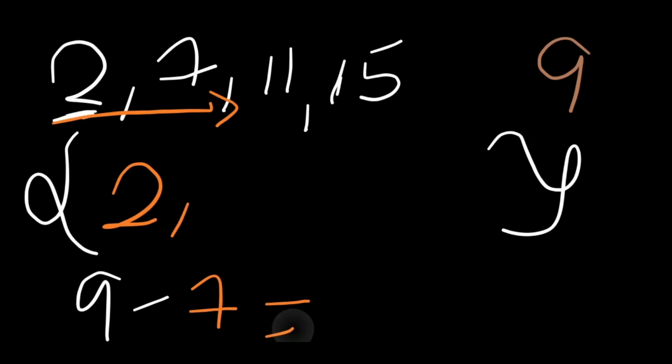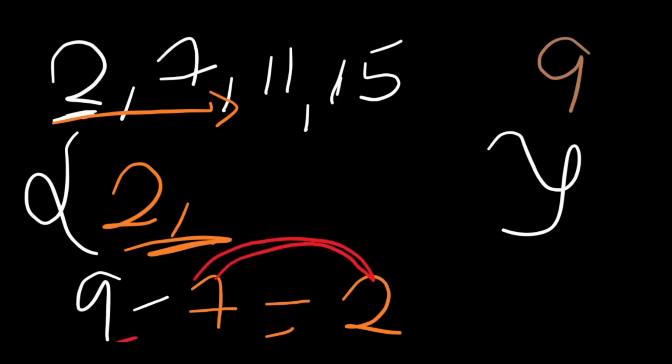So we have 9 minus 7, which is 2. Now we check, does 2 exist in our storage? Because we know that if 2 exists, then we found a possible solution: 7 plus 2 is going to equal 9. So we check, does 2 exist in our storage? And yes, 2 exists. So what do we do? We just return the indices, because the question wants us to return the indices at which these numbers exist. So we return the index of our current iteration and the index of the number that we have stored in our storage.